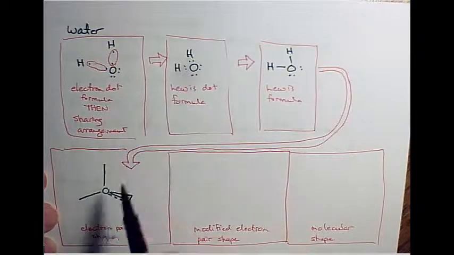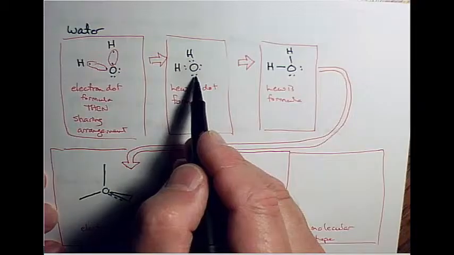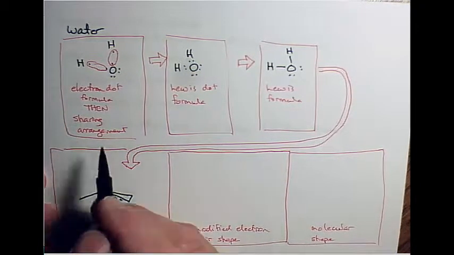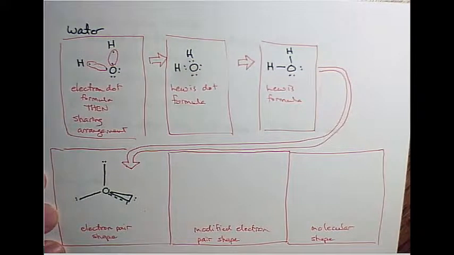Now, the first thing I'll do is an electron pair shape. The electron pair shape puts only electron pairs on those arms. So there's 4 sets, 1, 2, 3, and 4. And so that's a tetrahedral. So this is a tetrahedral.